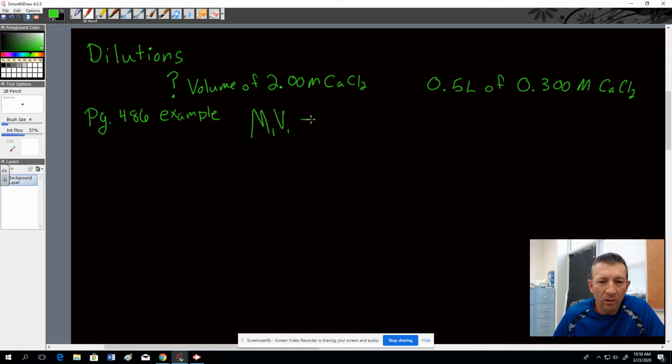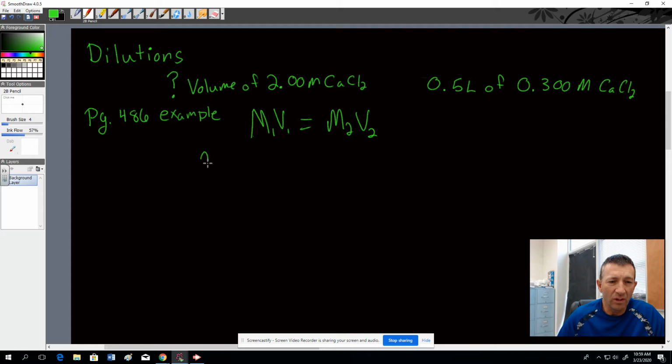It's M1 V1 equals M2 V2. M1 stands for the molarity of the first one. V1 stands for the volume of the first one. M2 stands for the molarity of the second. And V2 stands for the volume of the second. Now, it doesn't matter which one of these two you make number one and which one you make number two, as long as you keep those two together and these together right here. So we're just going to go ahead and put this in.